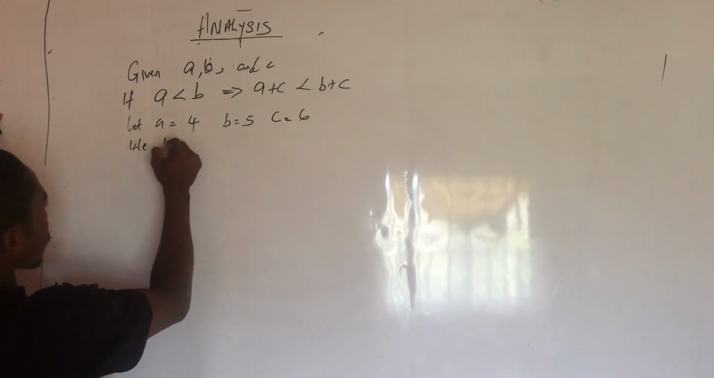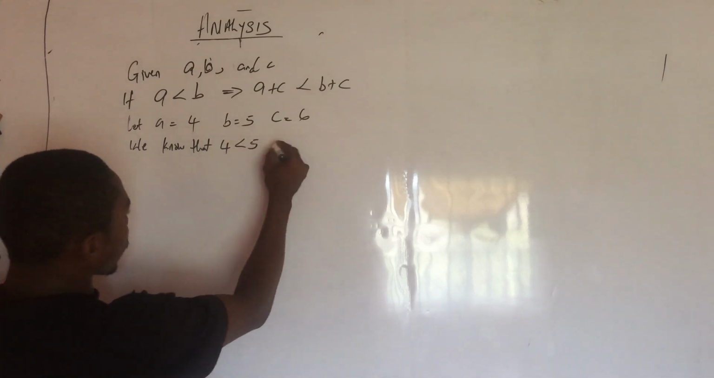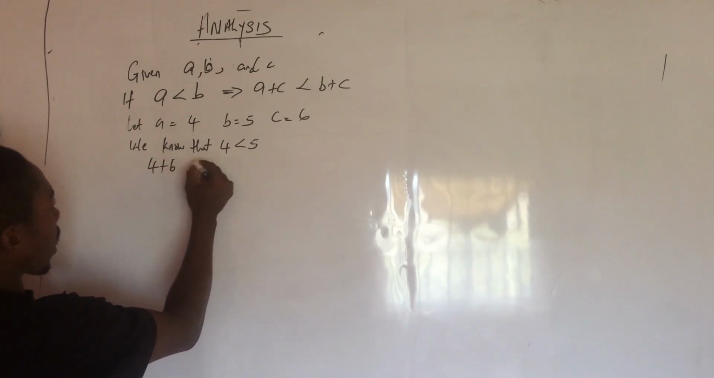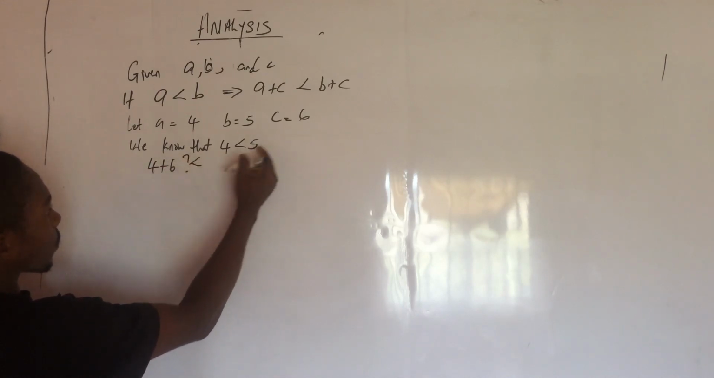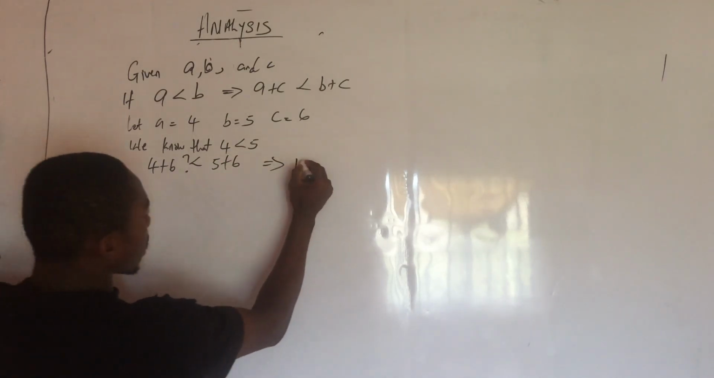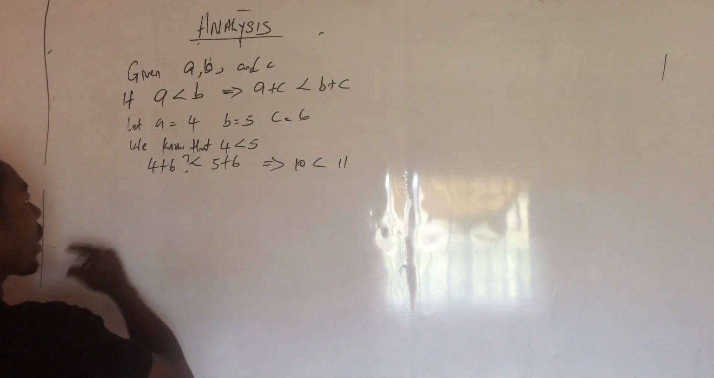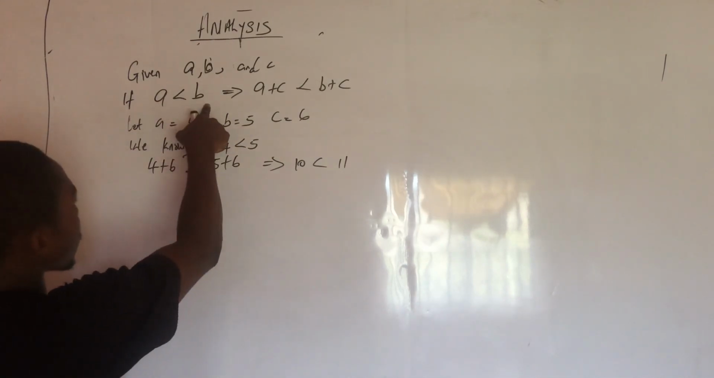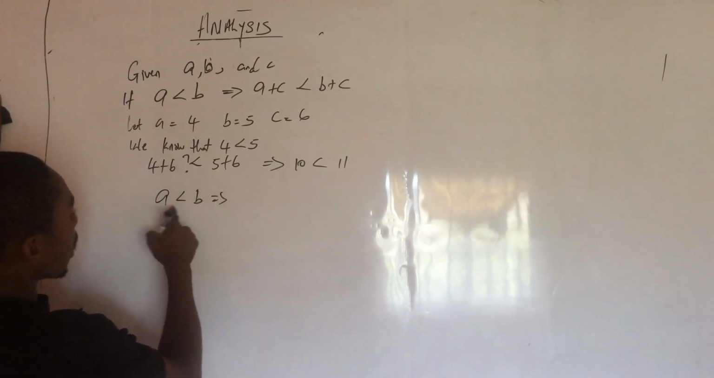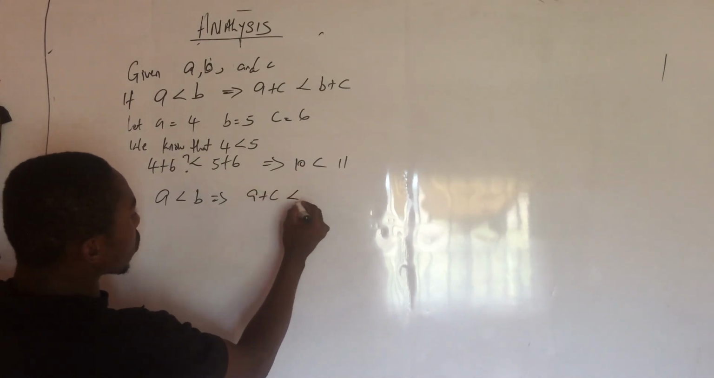And we know that 4 is less than 5. So now, we say 4 plus 6, is it going to be less than 5 plus 6? Now this will imply that 10 is less than 11. Do you see that? So for any given two values, let's say A is less than B. A less than B implies that A plus C is less than B plus C.